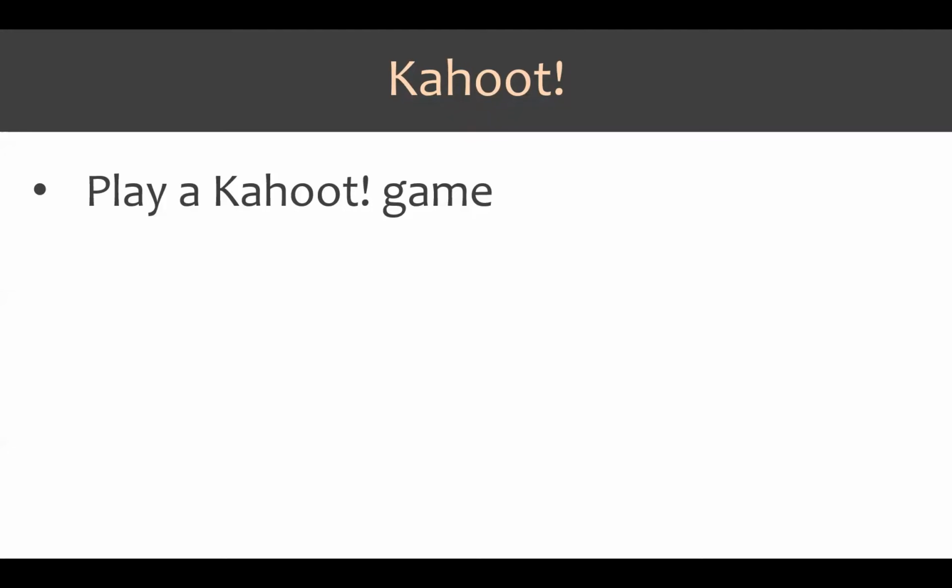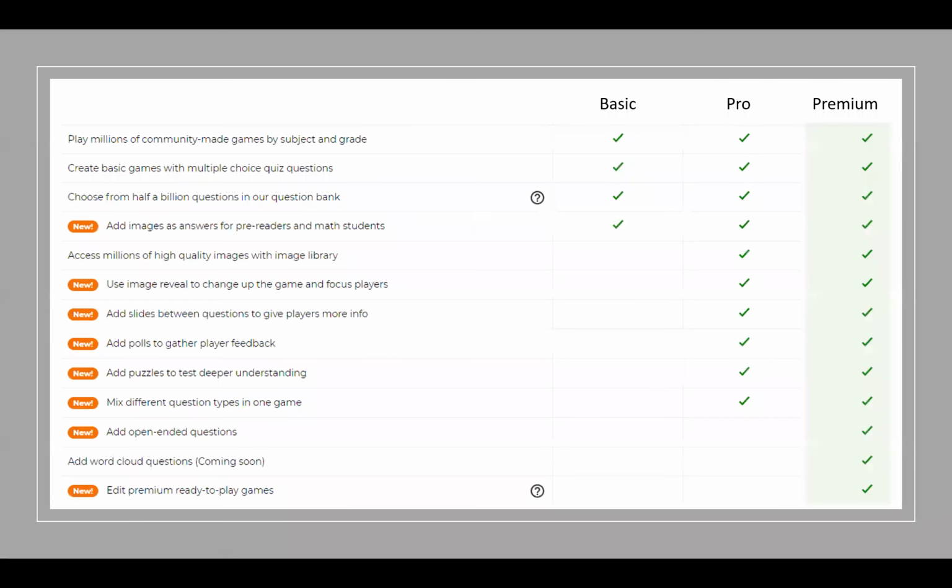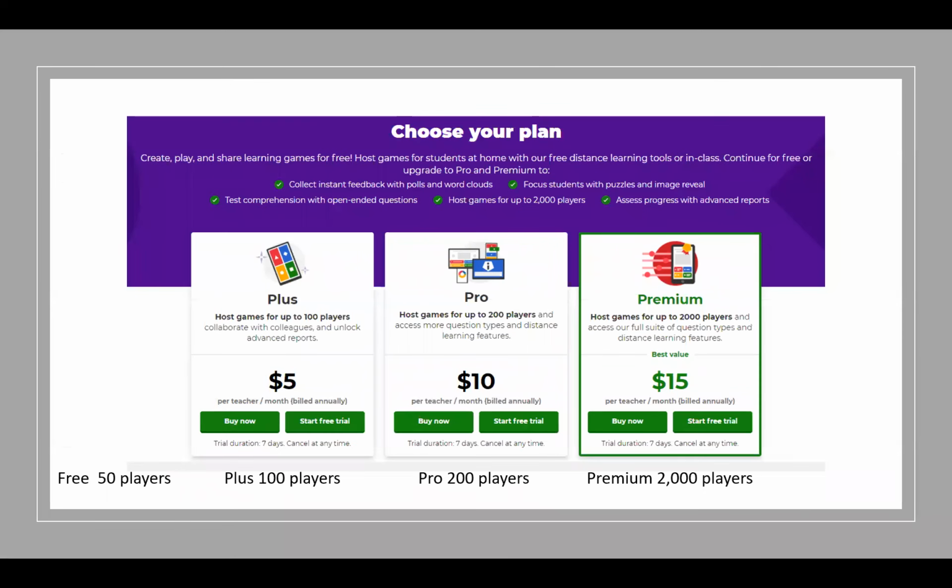Kahoot has no idea how many students you have. It's only how many players can play the game at one time. Okay, great. So you could use it in multiple sections, even if you had a total of 180 students, as long as only 50 are in the game at the time. Yeah, it's the number of players you have in a game.